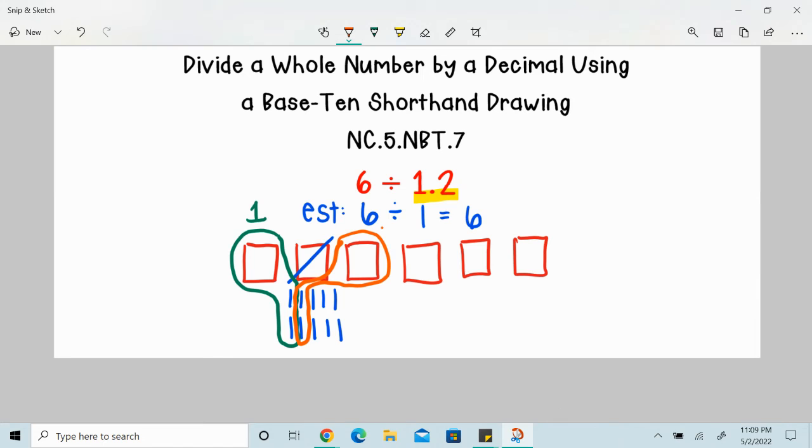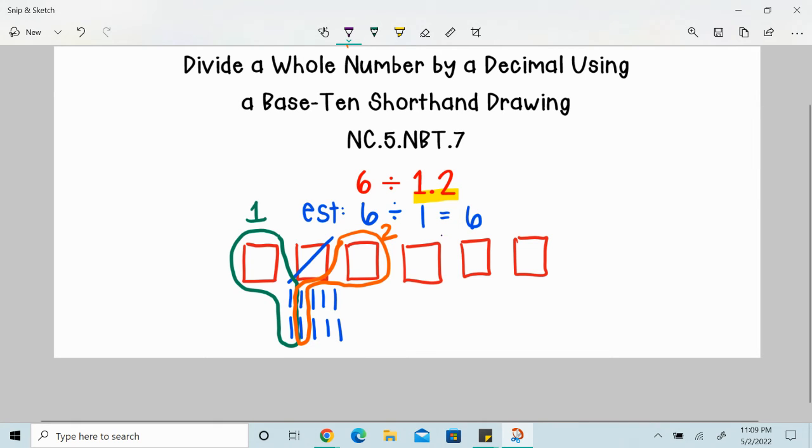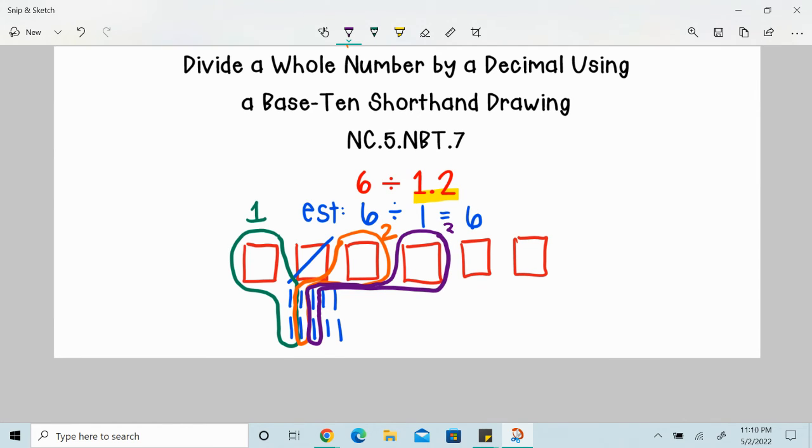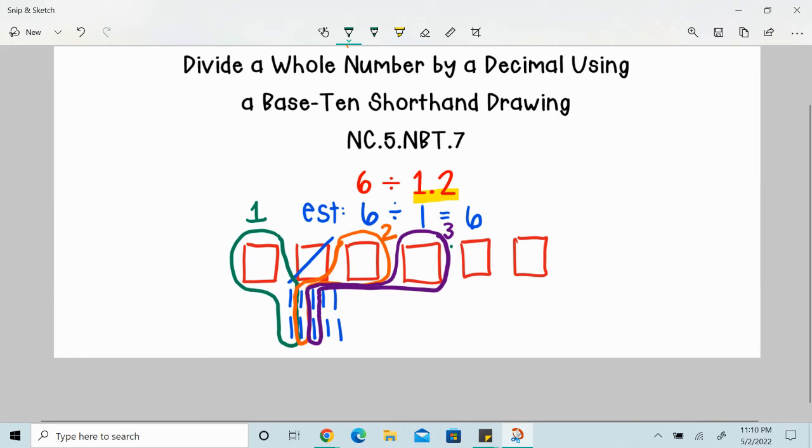So there I was able to make a second group of 1 and 2/10. Next, I'm going to take this whole here and see if I can make another group of 1 and 2/10. I sure can. I have one whole, and there's 2/10 to go in that group. So that's a third group that I was able to make. And I see that I still have some wholes left as well as some tenths, so I'm going to keep going.